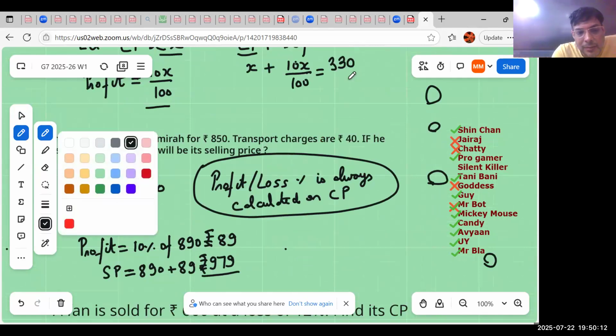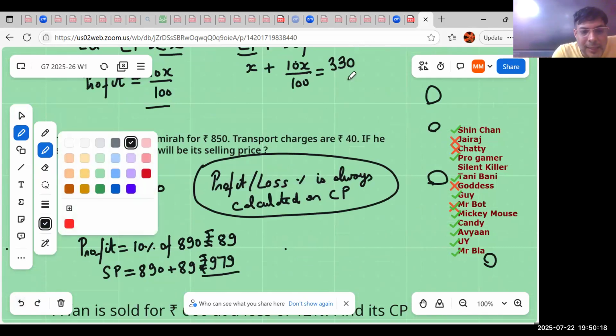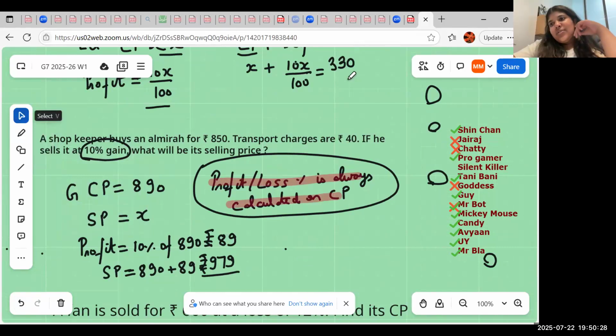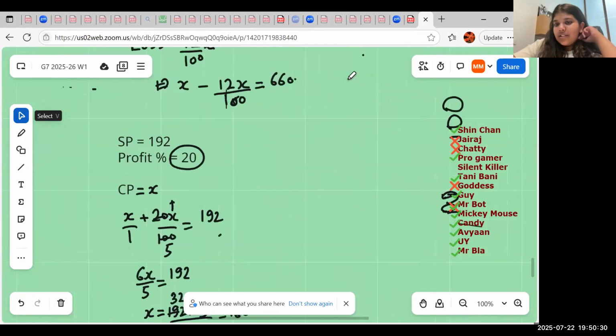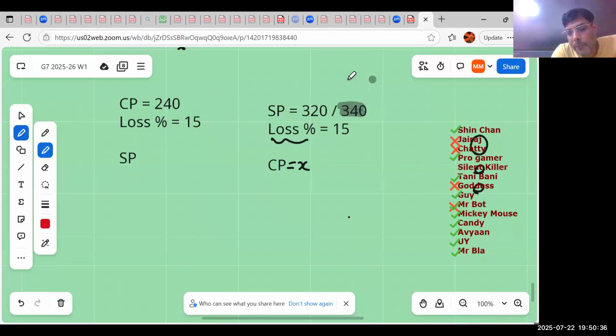क्या लिखा है ये? Then on CP. नो, पूरी लाइन पढ़ो बेटा, वो भी 3 times. Profit or loss percent is always calculated on cost price. One more time, please. Profit or loss percent is always calculated on cost price. So if the loss percent is 15, what will the loss be?